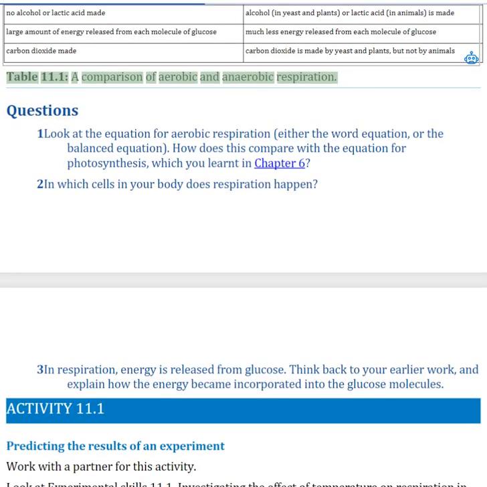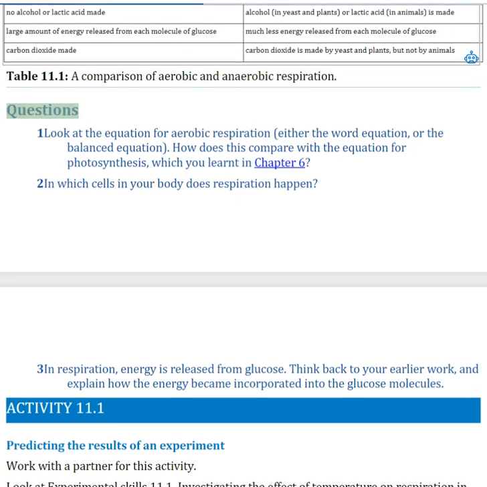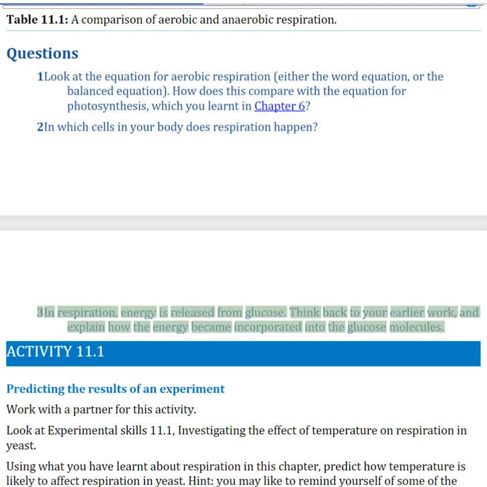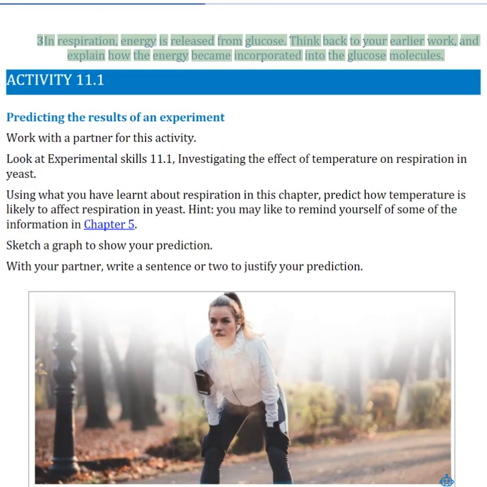Table 11.1. A comparison of aerobic and anaerobic respiration. Questions. 1. Look at the equation for aerobic respiration. How does this compare with the equation for photosynthesis, which you learnt in Chapter 6? 2. In which cells in your body does respiration happen? 3. In respiration, energy is released from glucose. Think back to your earlier work, and explain how the energy became incorporated into the glucose molecules.